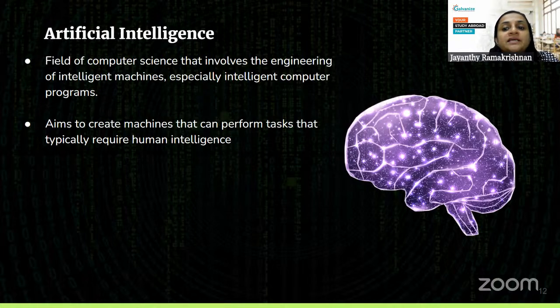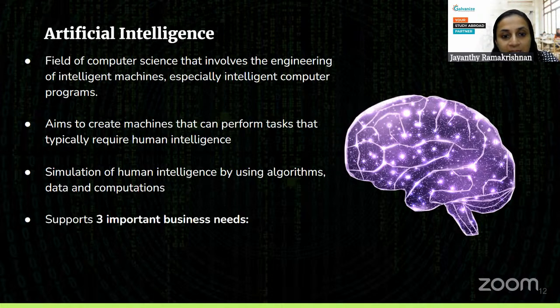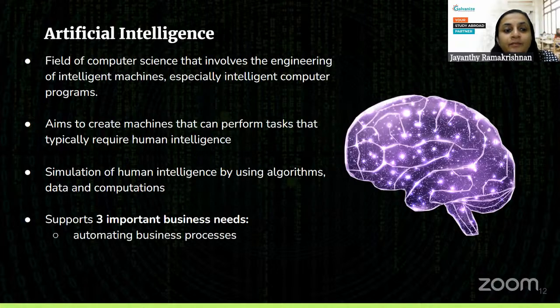Okay, so basically, you want something that will resemble your human intelligence. So, simulation of human intelligence is done by using algorithms, data, and computations. Now, what is the point of having a degree in AI, or what is the point of AI? Basically, it supports three important business needs.